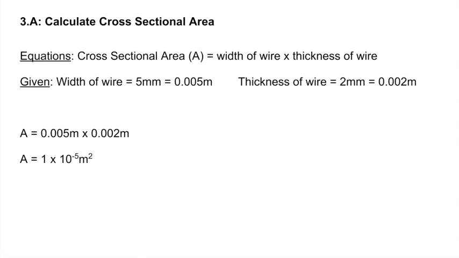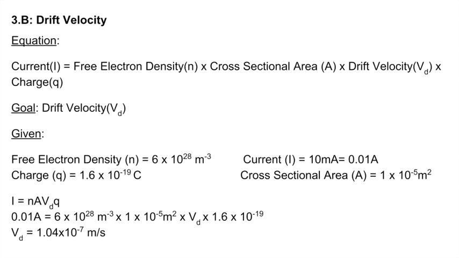Width of the wire, 5 millimeters, you have to convert it to meters, so 0.005 meters. And as well with the thickness of the wire, same thing, convert it to meters, and you find 5 times 10 to the negative 5 meters squared as the cross-sectional area A. Then you go on to plug that into the drift velocity equation, and all the other givens that were given in the problem.